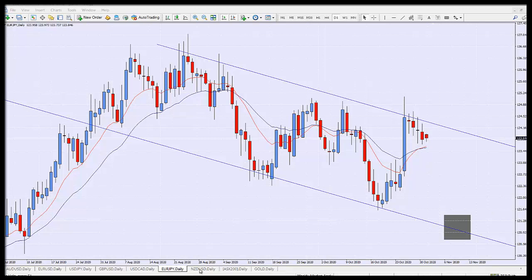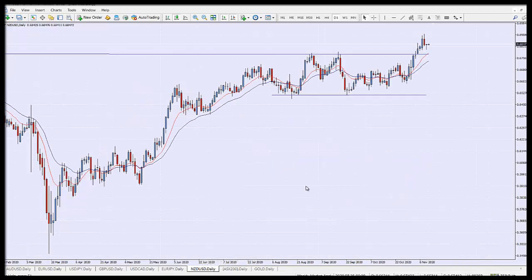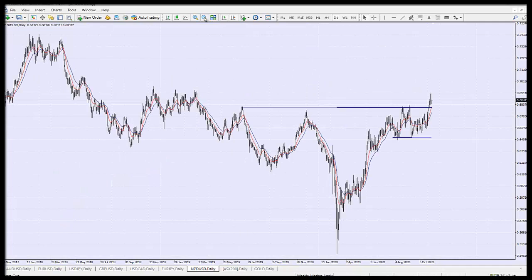Let's move and have a look at the Kiwi US dollar. All right, Kiwi US dollar, we were trying to see if we could attempt that, but we didn't get any reversal pattern there, and in fact we've shot through that. So now let me just zoom out a bit more. I just want to see this chart from further away.